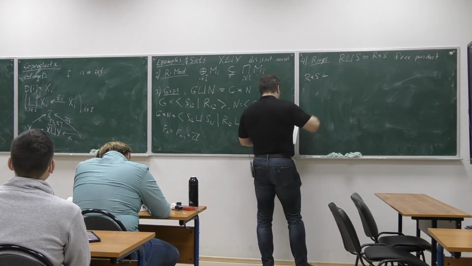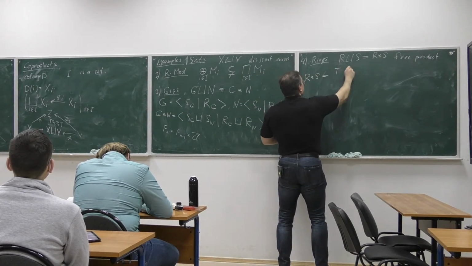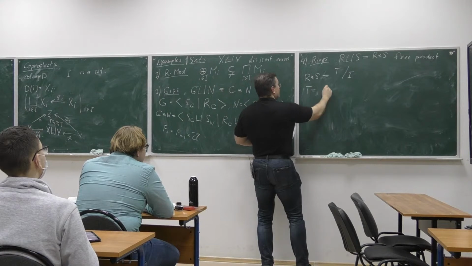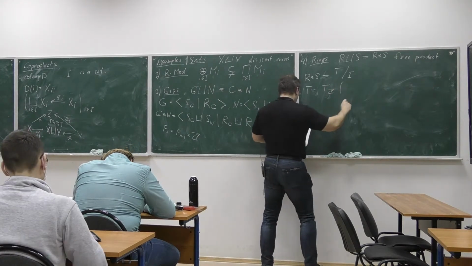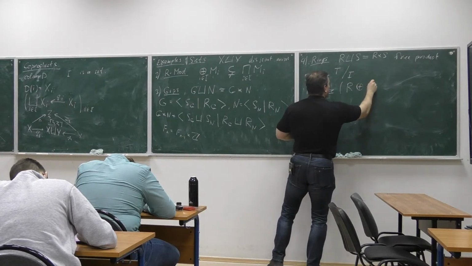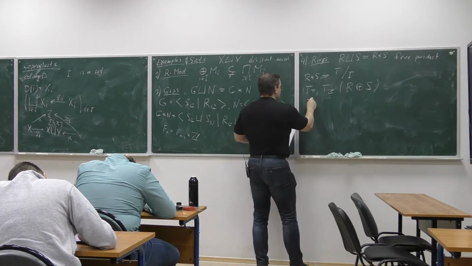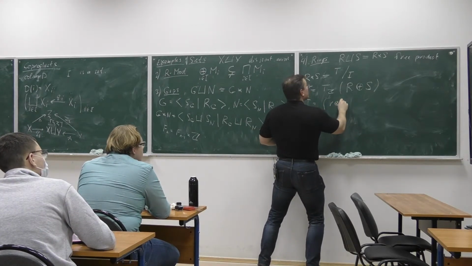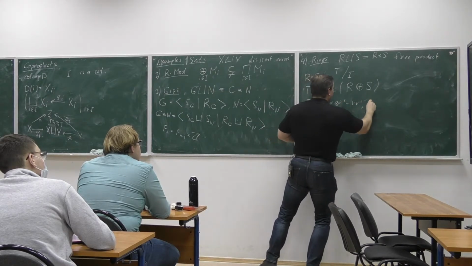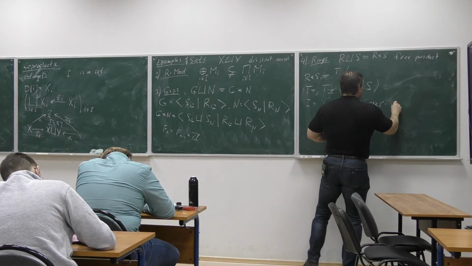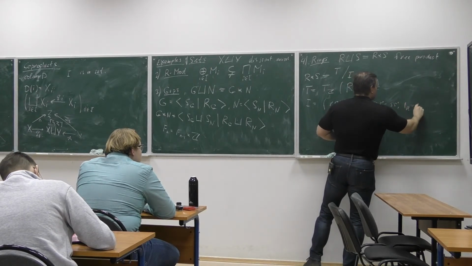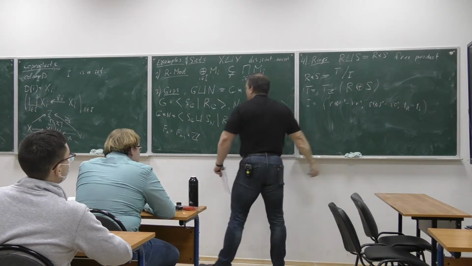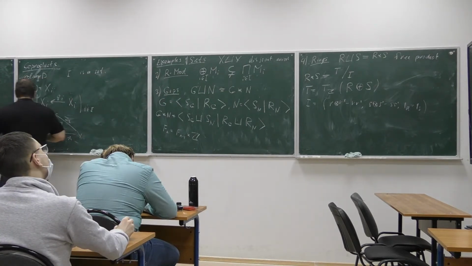What's a free product of two rings? Well, you do the following. You take the tensor algebra and take a quotient by an ideal I. The tensor algebra T is a tensor algebra over the integers for the abelian group R plus S. And the ideal is the two-sided ideal generated by the following relations: r tensor r' minus r r', s tensor s' minus s s', and 1_R is the same as 1_S. That's the definition of a free product of rings in terms of generators and relations.